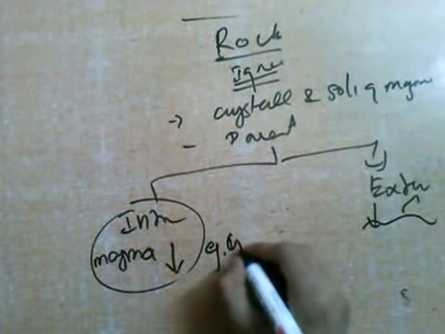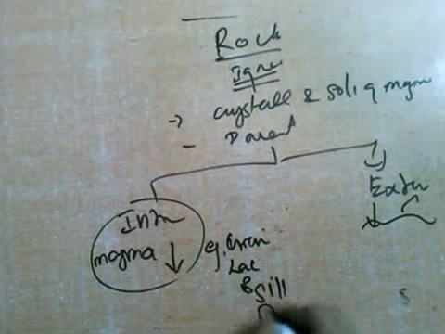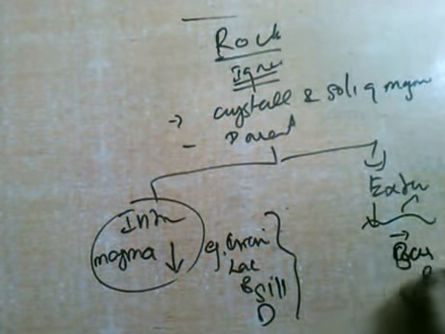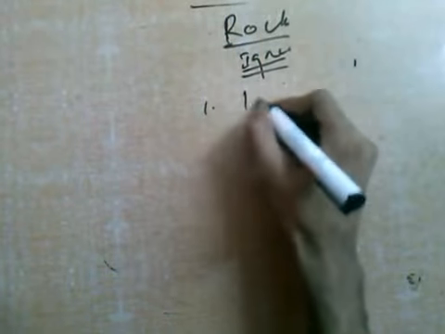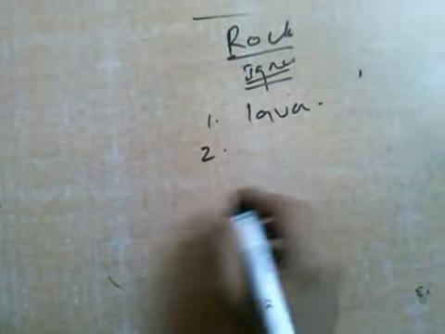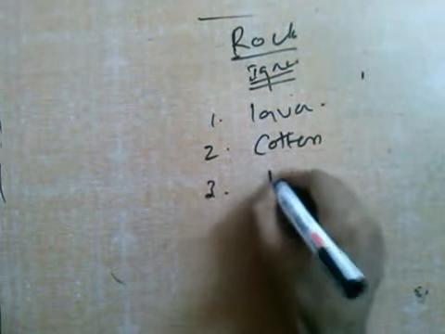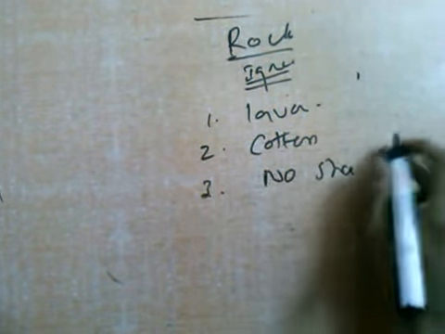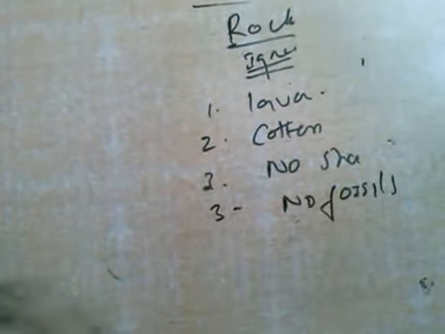Examples are granite, laccolith, batholith, sill, dike. Here the example is granite. This is basalt and gabbro. What are the characteristics of igneous rocks? It is formed due to lava, and it is suitable for cotton cultivation. The third thing is no stratification, there is no shale, and no fossils. This is all about igneous rocks.